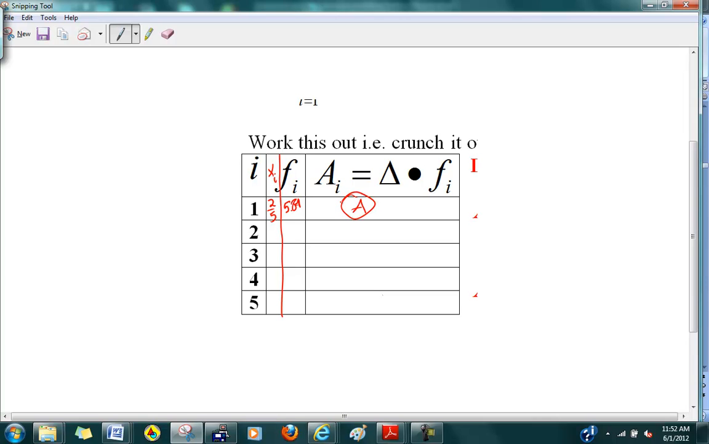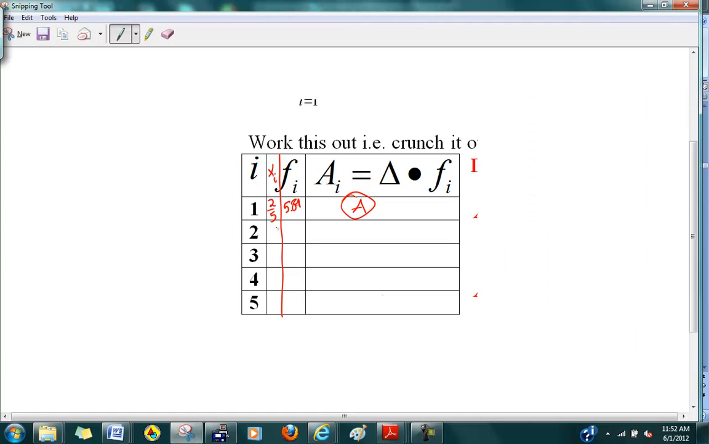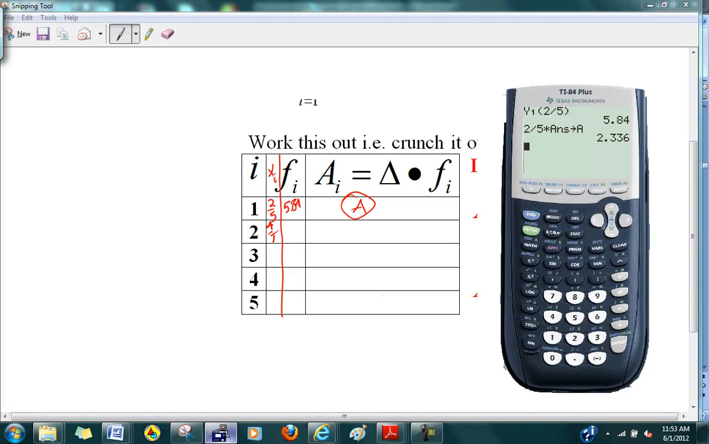That denotes that I've stored my calculation into the A variable. Guys with me on that? Okay. Now what you want to do is the next rectangle. The x-coordinate of the next rectangle is going to be 4 over 5. And the way you do this on your graphing calculator is not to do the whole process all over again.